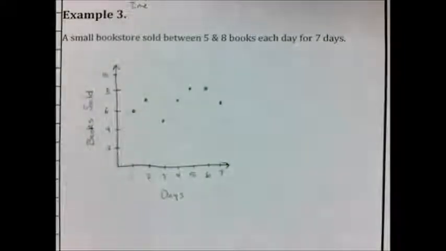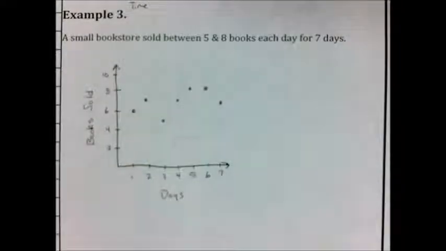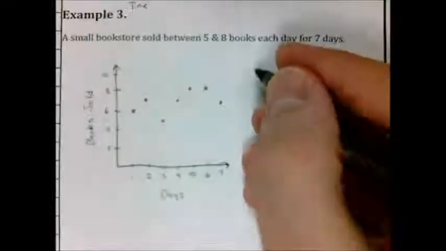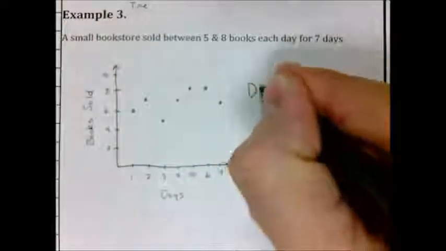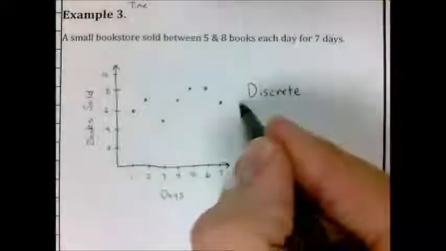What we can see is that they didn't sell books in between these times, so we wouldn't go ahead and connect these dots. This is an exact representation of the scenario that's given, and we see that there are no lines connecting, so this has to be a discrete graph. There's just points on the graph.